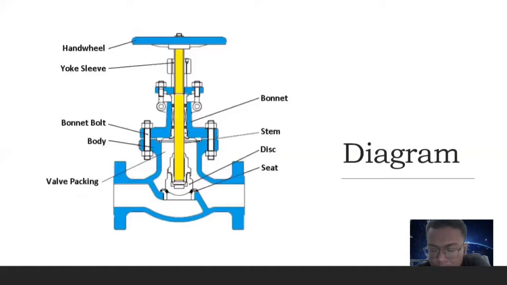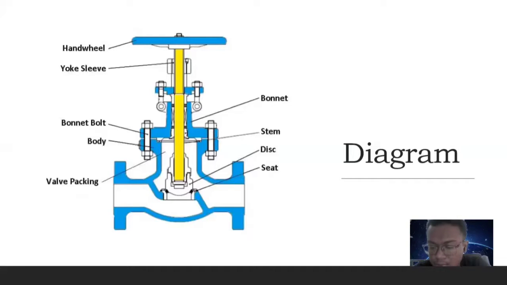Stem. These are liable for the connection of the actuator and the disc, which holds the disc in position. The connection is done by the thread and welded joints. Generally, two types of the stem are used, which are non-rising stem and rising stem.